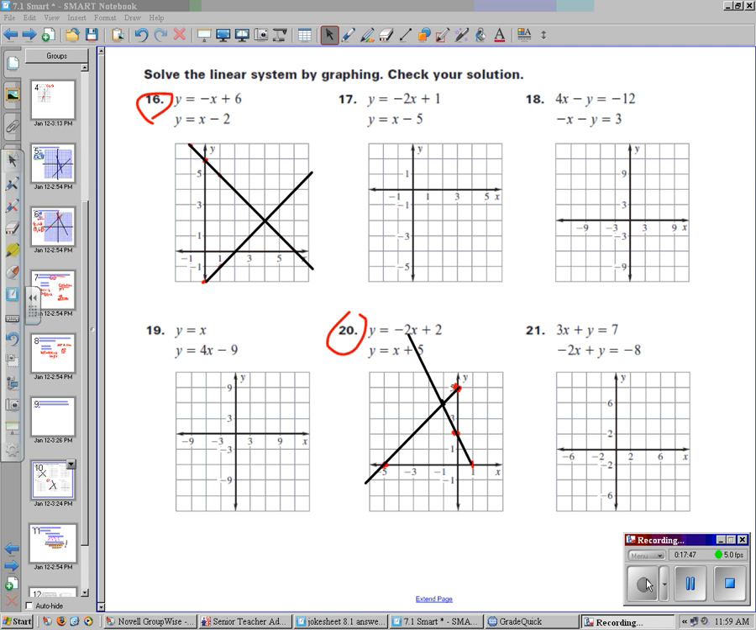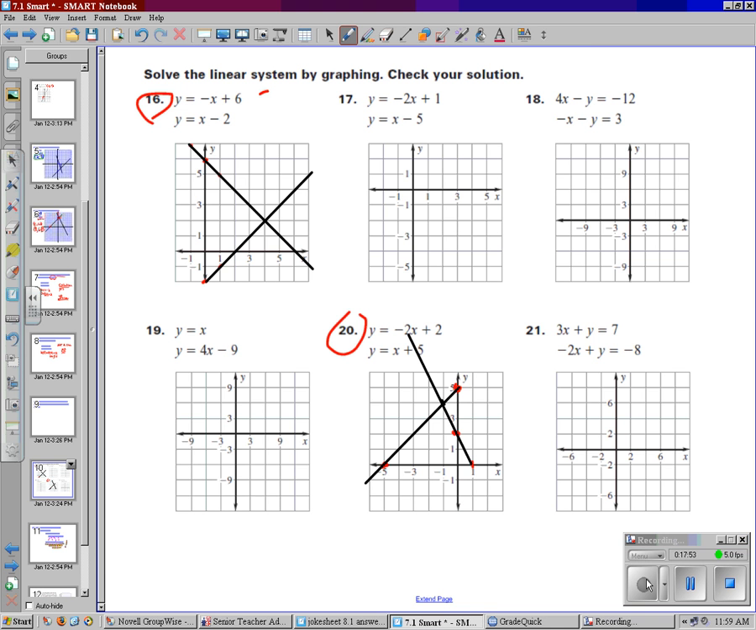Joe, what do you say? For number 16, please. (4, 2). As an XY pair, right? (4, 2). How about for number 20? What do we see as our solution to number 20, please? Savannah, what do you think? (-1, 4). Have you guys checked those numbers?